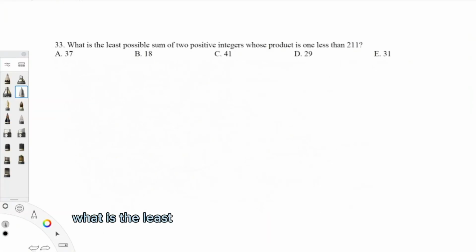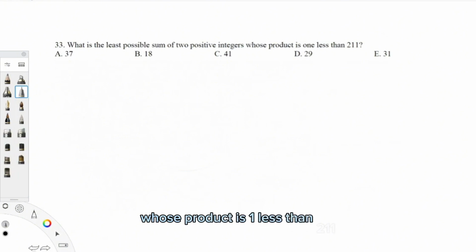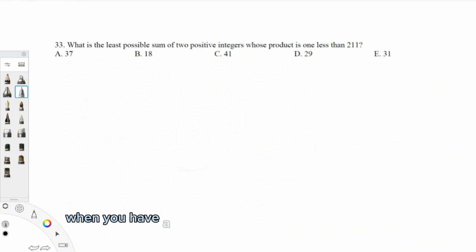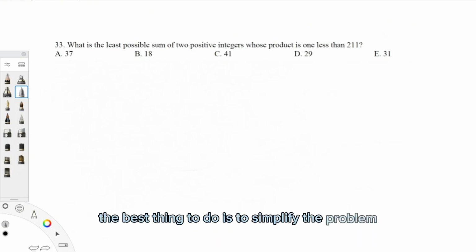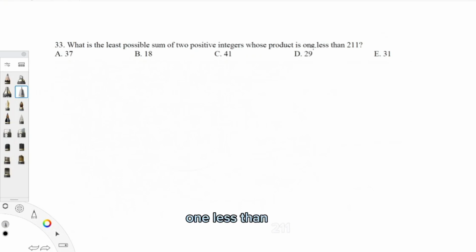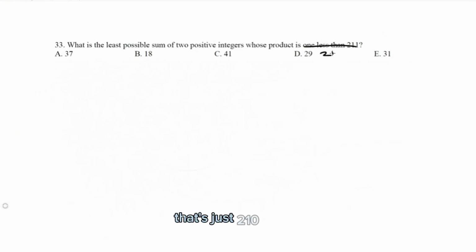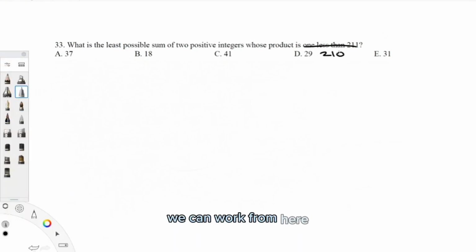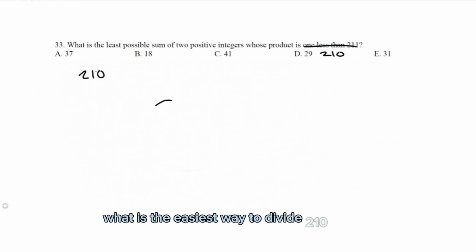Next, what is the least possible sum of two positive integers whose product is 1 less than 211? When you have a problem that sounds kind of confusing, the best thing to do is to simplify the problem. For example, 1 less than 211 is just 210. So they're asking us to find the least possible sum of two positive integers whose product is 210. Let's break it down. What is the easiest way to divide 210?